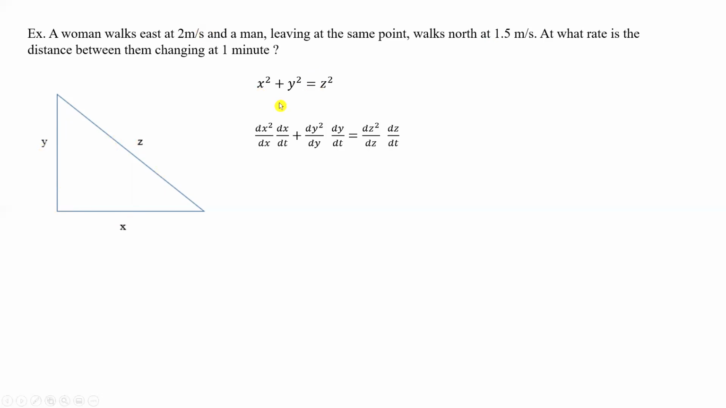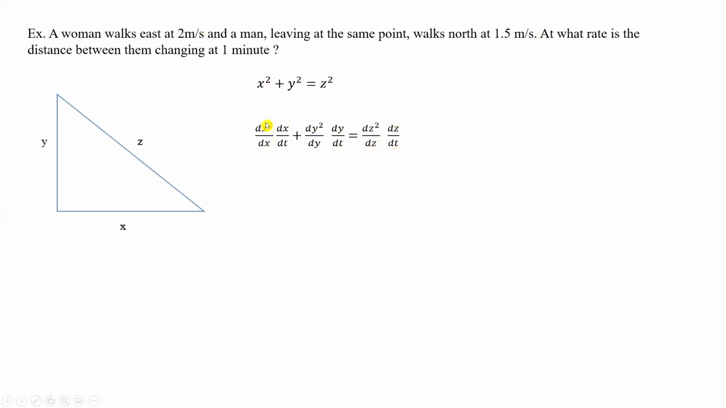So why is this called related rates? We had an equation that related the variables. Now we have an equation that relates the rates. Derivative of x squared, we take it with respect to x and chain that with dx with respect to t. Derivative of y squared, we take it with respect to y and chain it with derivative of y with respect to t. Derivative of z squared, take it with respect to z, chain it with derivative of z with respect to t. Why with respect to t? Because it's over time. So it's the change with respect to time.